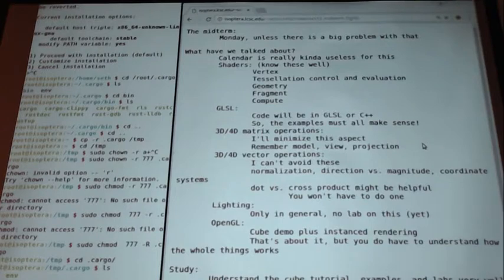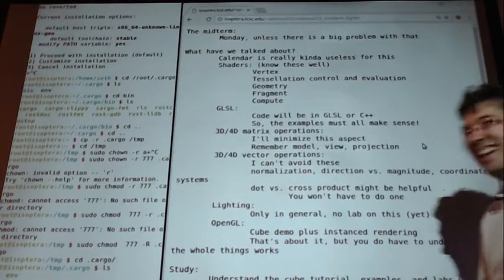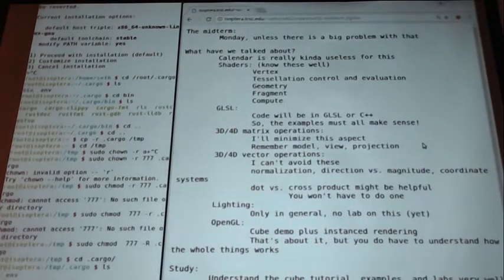Okay, 3D and 4D matrix operations. I'm going to try to minimize these a little bit. Linear algebra is not a prereq for this course. I'm sure that some of you have it, especially those of you that are dual majoring with math. But I know not everybody has it, and I don't want to sort the grades out by who's had linear algebra and who hasn't. That seems like sort of an unfair division here. So I'll try to minimize use of that.